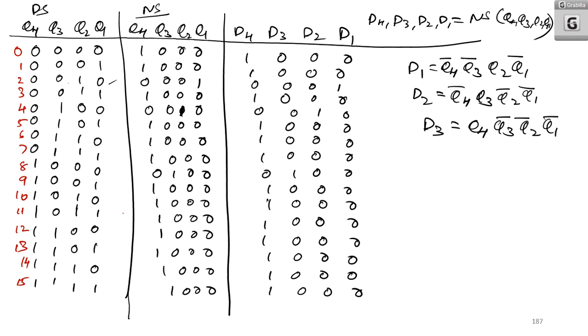Now coming into D4. If you are looking into D4, you need to derive the expression for D4 using a K-map, using present state Q4, Q3, Q2, Q1. That is the next question. So I am going to the K-map of D4.